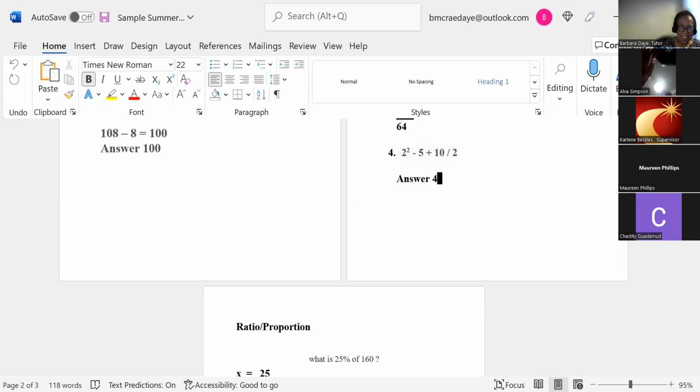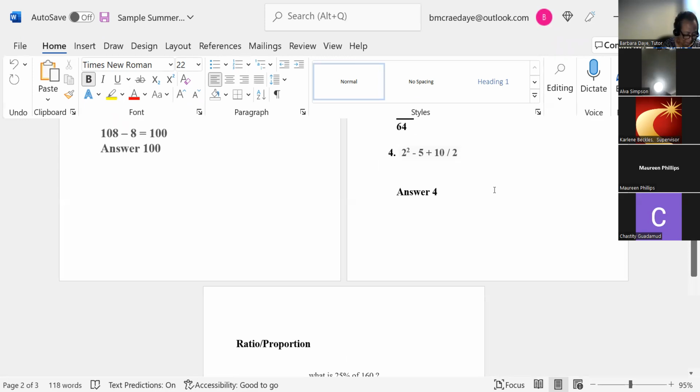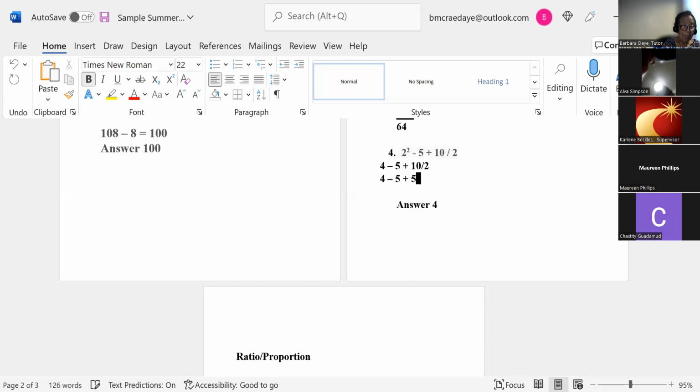You get that, Alma? I didn't quite finish it, Miss Barbara, but I know I'm doing the exponent first. Yeah, which is 2 squared, 4. That would give you a 4, right? Yes. Minus 5 plus 10 over 2. Now you do the division. So 10 divided by 2 is 5, right? So you have 4 minus 5 plus 5. And minus 5 plus 5 is 0.